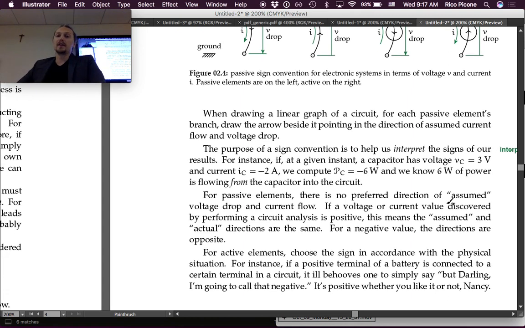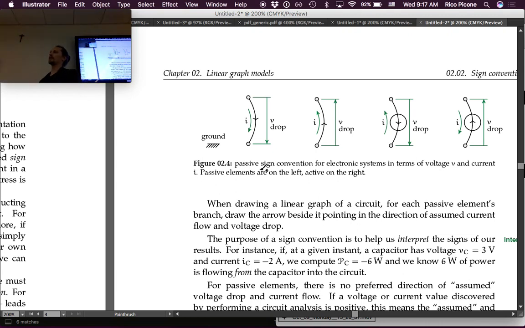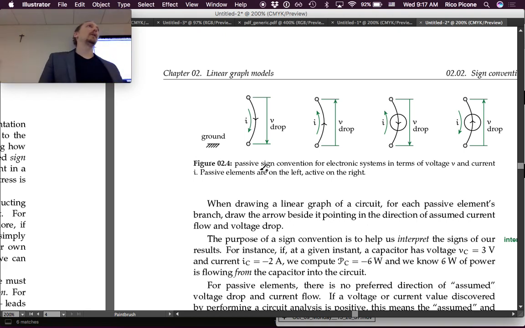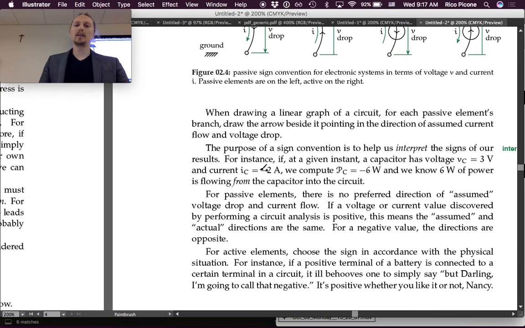For passive elements, there is no preferred direction of assumed voltage drop and current flow. If a voltage or current value discovered by performing a circuit analysis is positive, this means the assumed and actual directions are the same. For a negative value, the directions are opposite. Okay? So when you come up to a passive circuit element, just like we've always done, we just draw an arrow in any old direction, and that's the direction of assumed voltage drop and current flow. If the sign comes out negative, we know it's actually going the other way. So the interpretation is pretty easy.